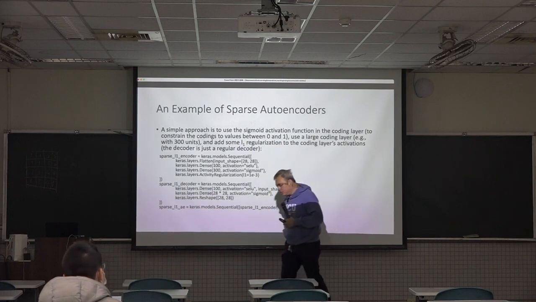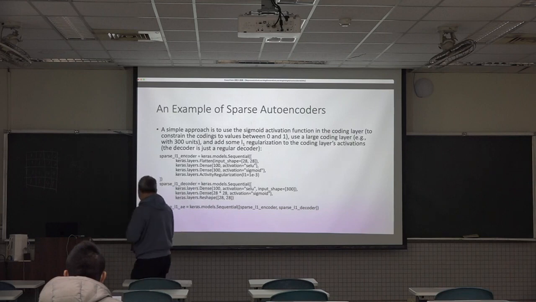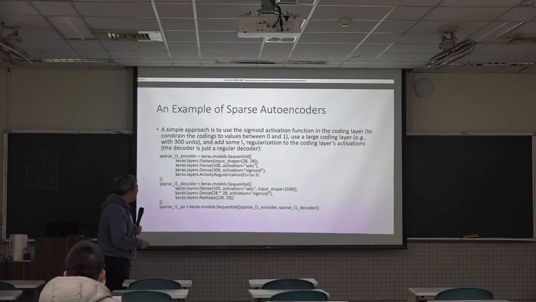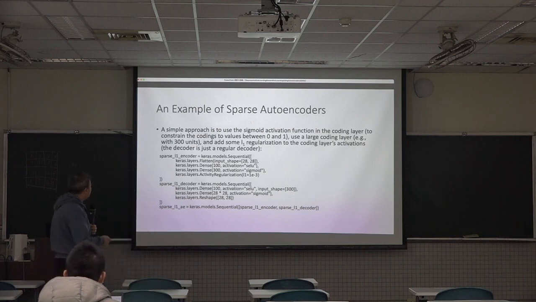So when you train this autoencoder, your coding layer will not react so frequently, because we try to make sure the activation, or its output, the L1 value of this layer, is going to be lower than 10 to the power of negative 3. So this is one way to enforce this sparsity.